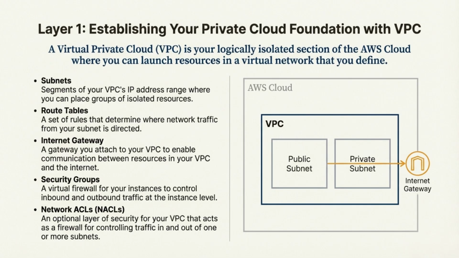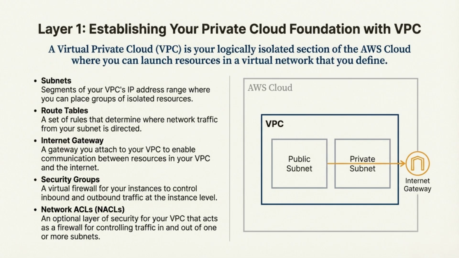Layer 1: establishing your private cloud foundation with VPC. A virtual private cloud, or VPC, is a logically isolated section of AWS Cloud where you can launch resources in a virtual network that you define. Subnets. Subnets are the segments of the VPC's IP address range where you can place groups of isolated resources. Route tables, a set of rules that determine where network traffic from your subnet is directed.